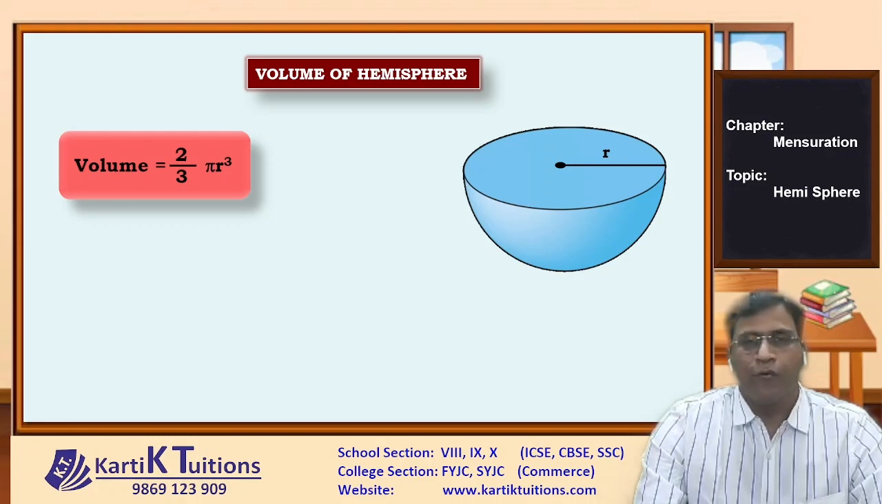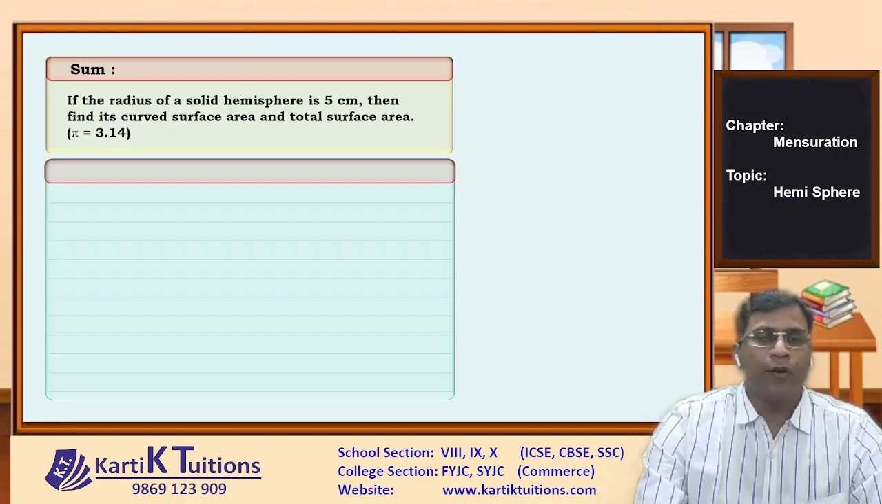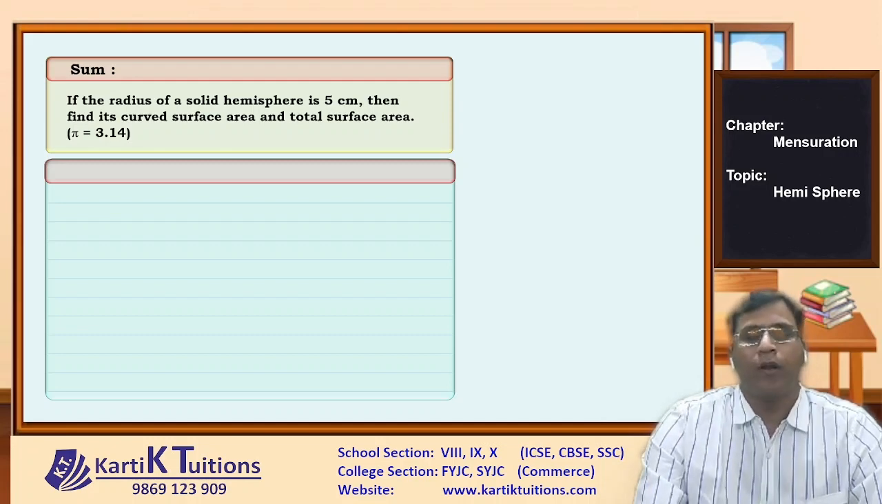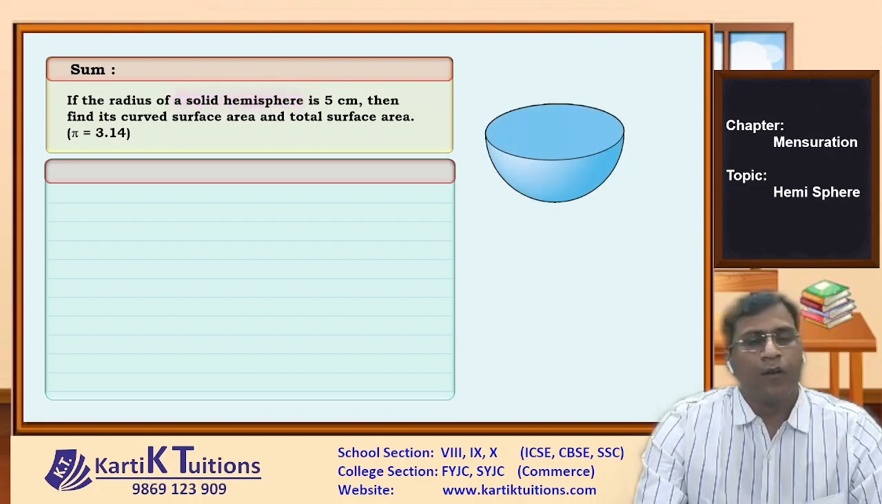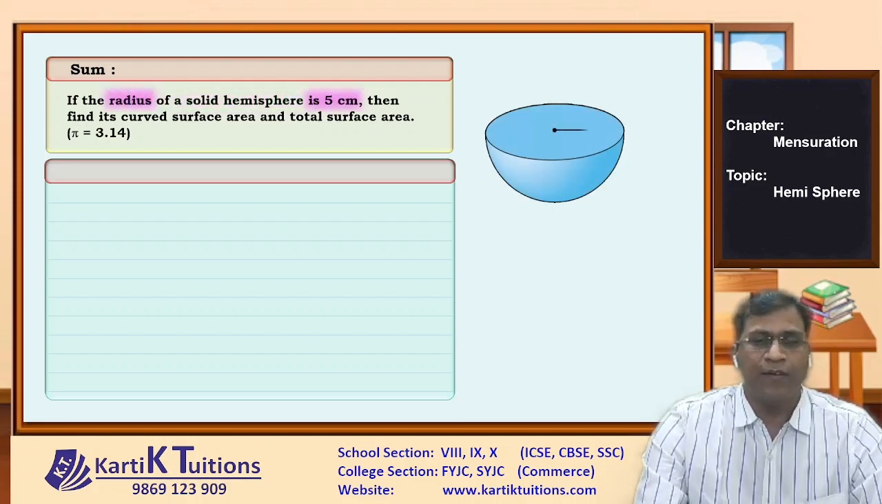Now let's have a look at a few sums. If the radius of the solid hemisphere is 5 centimeter, then find its curved surface area and total surface area. This is a very easy sum. The radius is given, put in the formula for both and the answer will come. So let's start now. See, they are talking about hemisphere. The radius is given to us as 5 centimeter.